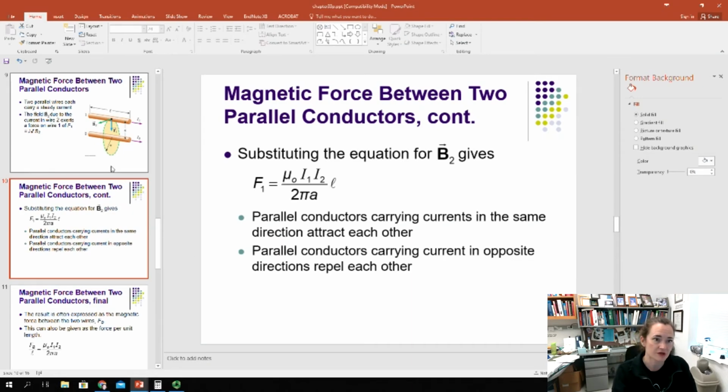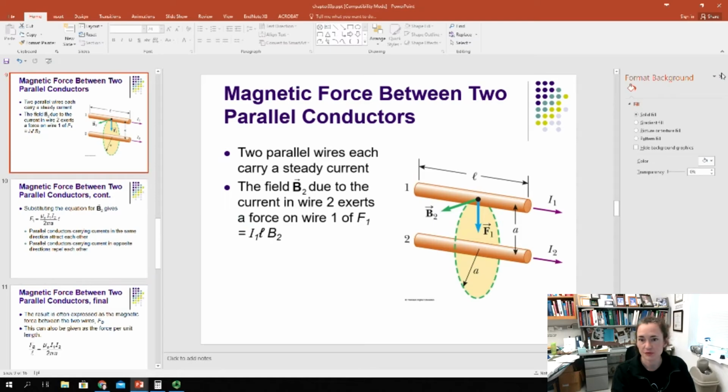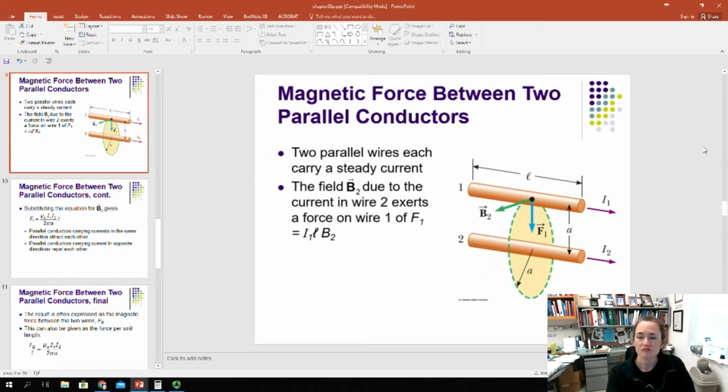You can see that if we go back to this other slide here. What we would see is that if I2 were flowing the other way, then B2 would be into the screen. And if B2 were into the screen, applying our right-hand rule, then our force would be repulsive. It would point upward. Okay? So if you have parallel currents, they're attracted to one another. Opposing currents, repulsion.